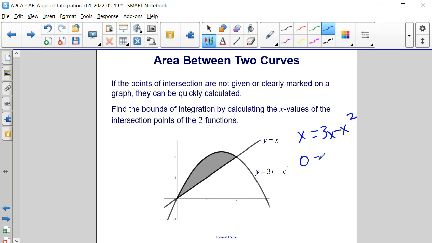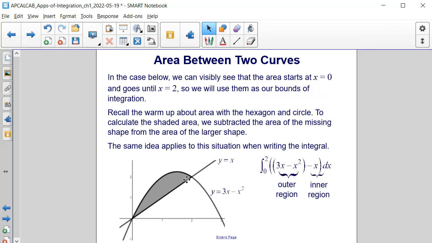So we would have that 0 is equal to 2x minus x squared, and we can factor an x out of both terms, so we have x times 2 minus x. So x would be 0 and x would be 2. In this scenario, we can also visibly see that the area starts at x equals 0 and then goes until x is equal to 2, which are the two solutions that we found algebraically on the previous slide. So those are going to be our bounds of integration.